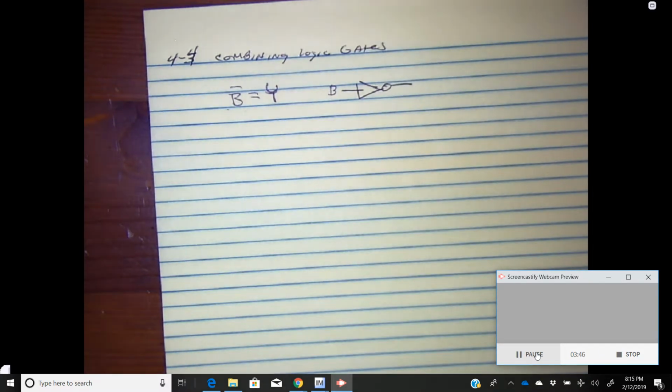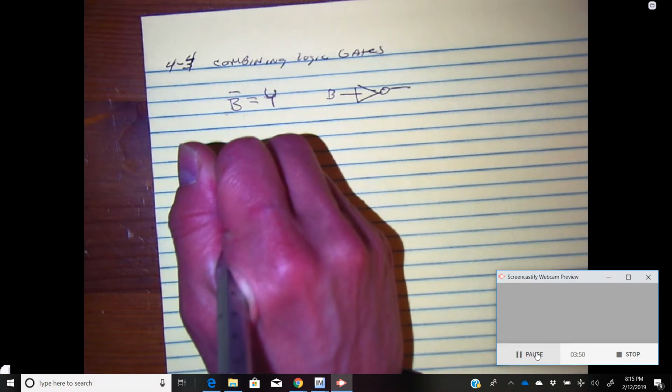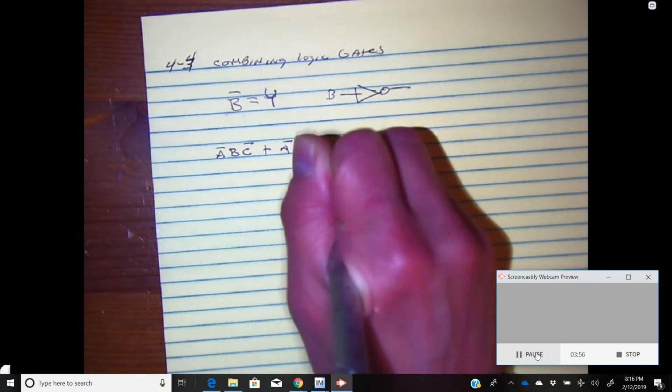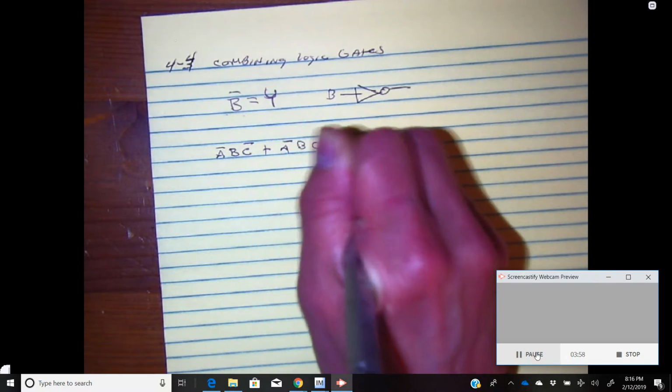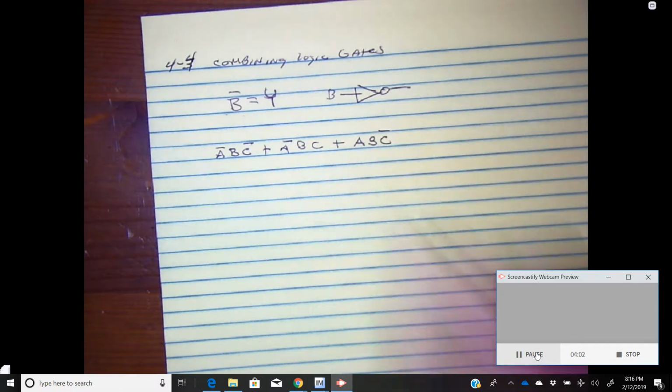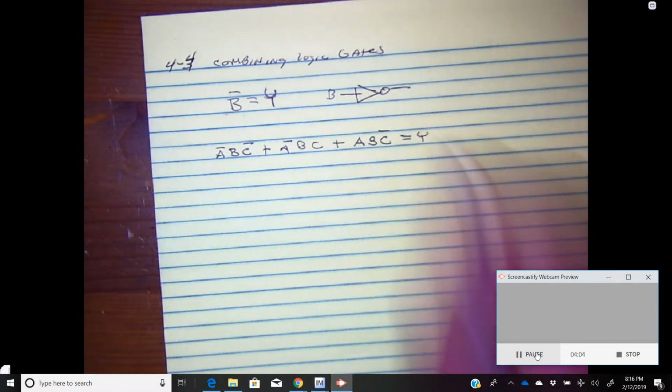And that's this one right there. The other equation we had was A, B, and C naught, or with A, B, C, or with A, B, C naught, and that's equal to Y. So let's look at this.